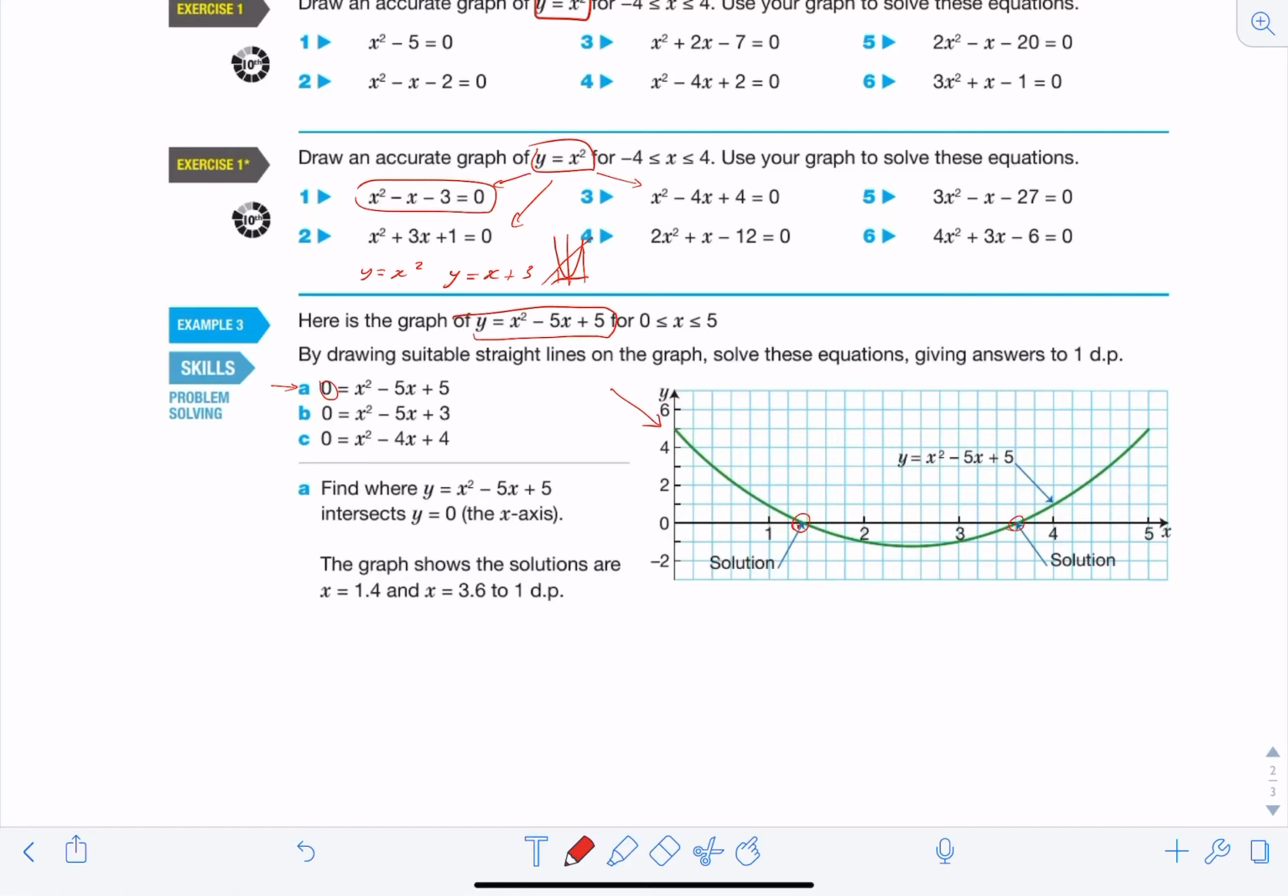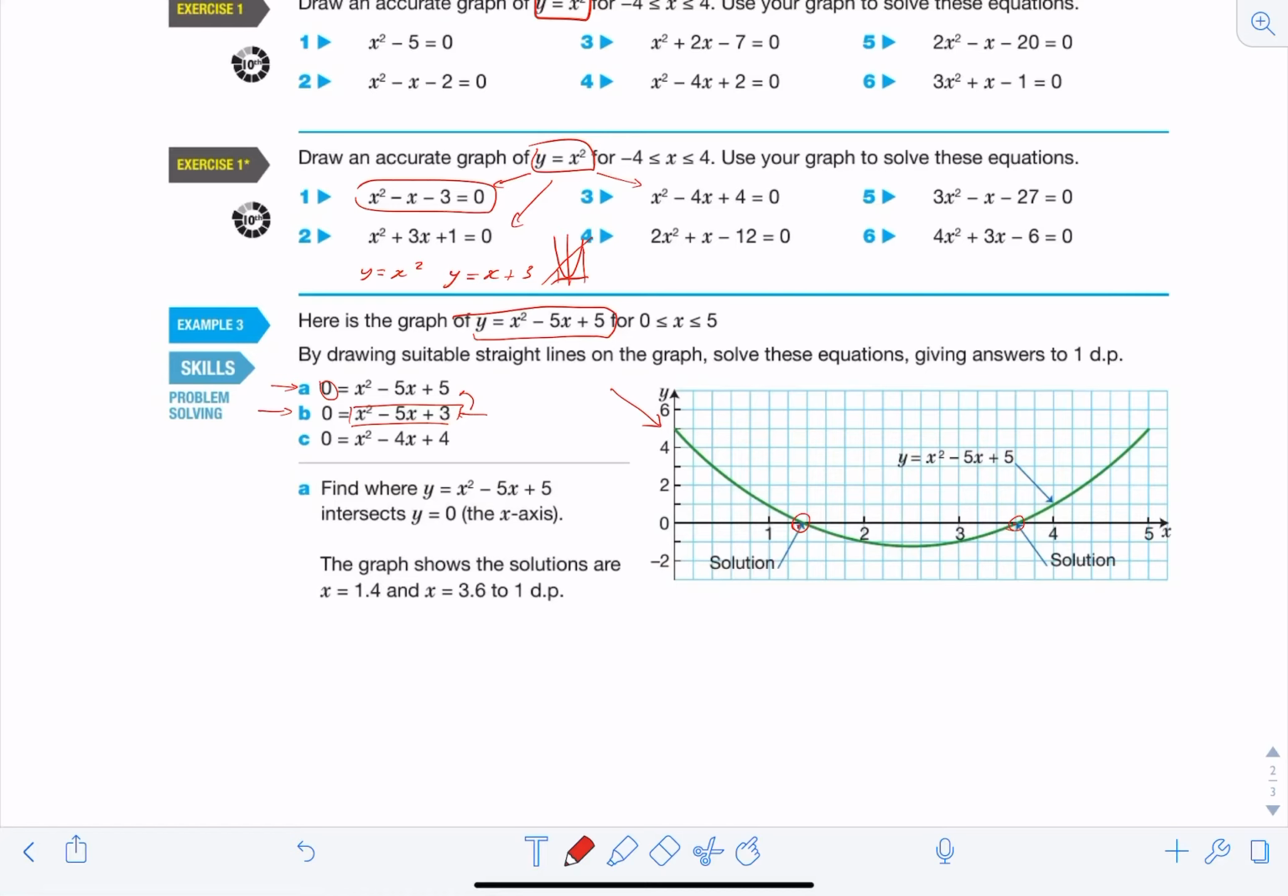That's okay. But the next one is different. The next one is we've got 0 equals x squared minus 5x plus 3. Okay, now we don't want it to be plus 3 because this equation, we don't know what that graph looks like, but we do know what that graph looks like. So how do we get from y equals x squared minus 5x plus 3 to x squared minus 5x plus 5?